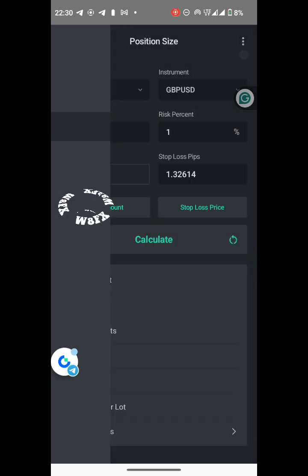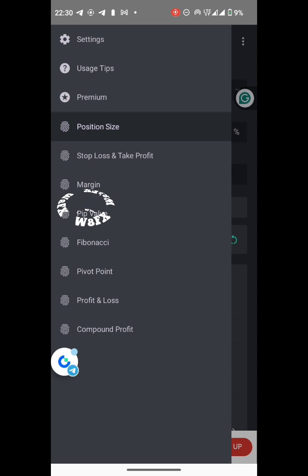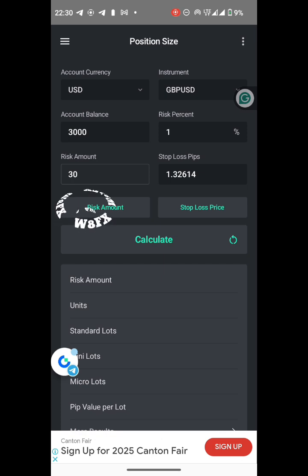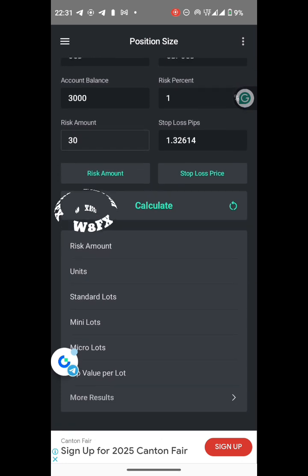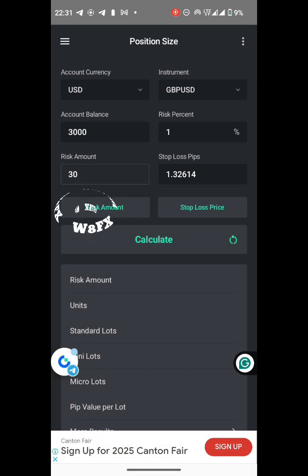So click on this top left three dots here. So you can see position size. Let's click on position size. In this place, we want to know how much we are going to be risking per trade. This is determined by the overall capital that we have to trade the market, which is going to be different for each trader. It depends on each trader.